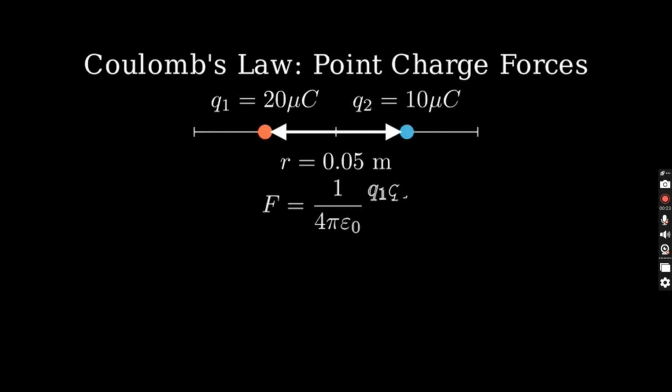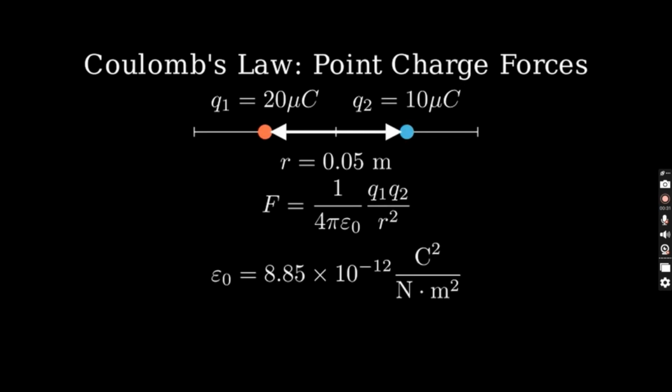The formula states that the force equals 1 over 4 pi epsilon naught times the product of the charges divided by the distance squared. Epsilon naught is the permittivity of free space, which equals 8.85 times 10 to the negative 12 coulombs squared per Newton meter squared. Let's substitute our values into the equation.